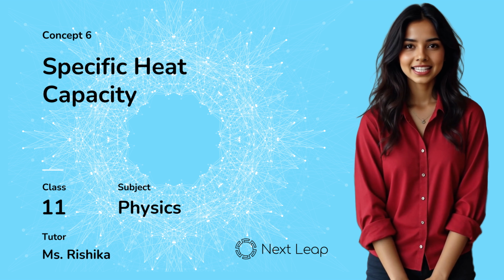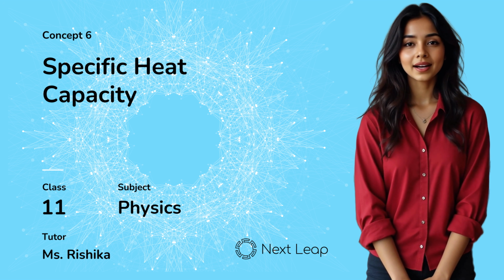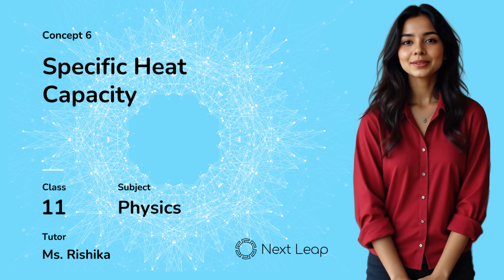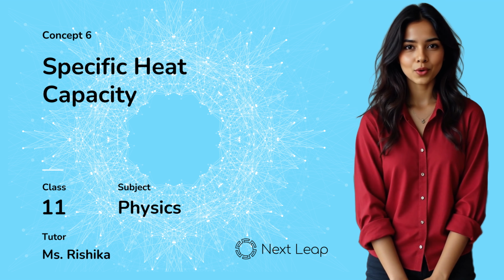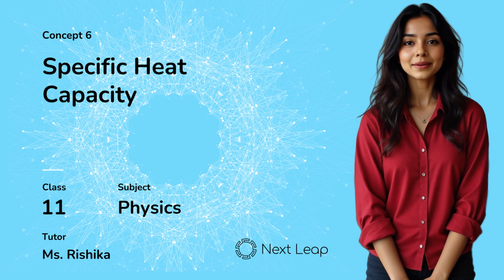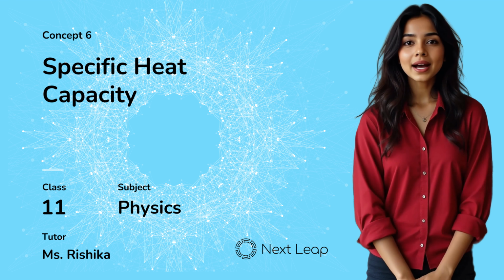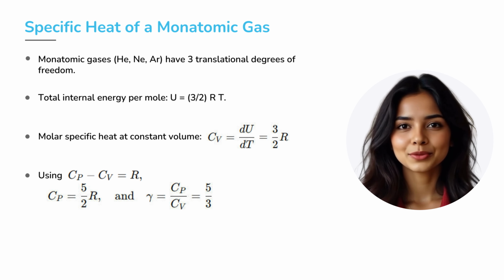And for all ideal gases, the difference between Cp and Cv is a constant, R, the universal gas constant. That's 8.314 joules per mole per Kelvin. Pretty elegant, right? Let's start simple.